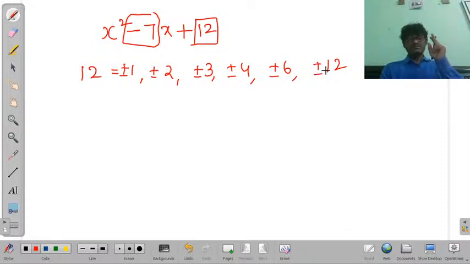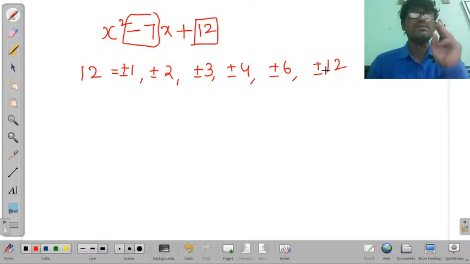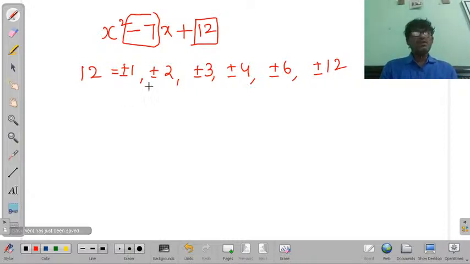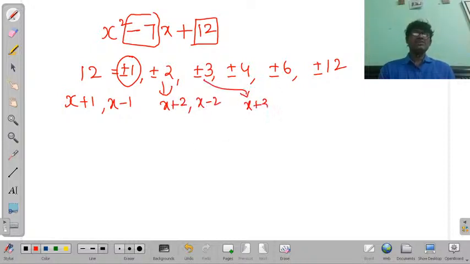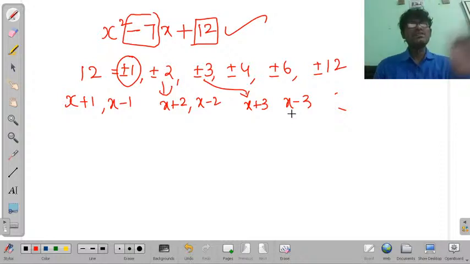So there is one theorem, you need not remember the theorem name. The theorem says that among these factors 1, 2, 3, 4, 6, 12, if you take x plus 1 or x minus 1, then x plus 2 or x minus 2, then x plus 3 or x minus 3, like that, these may be the factors of this polynomial. Among these, some may be the factors of the given polynomial, right?